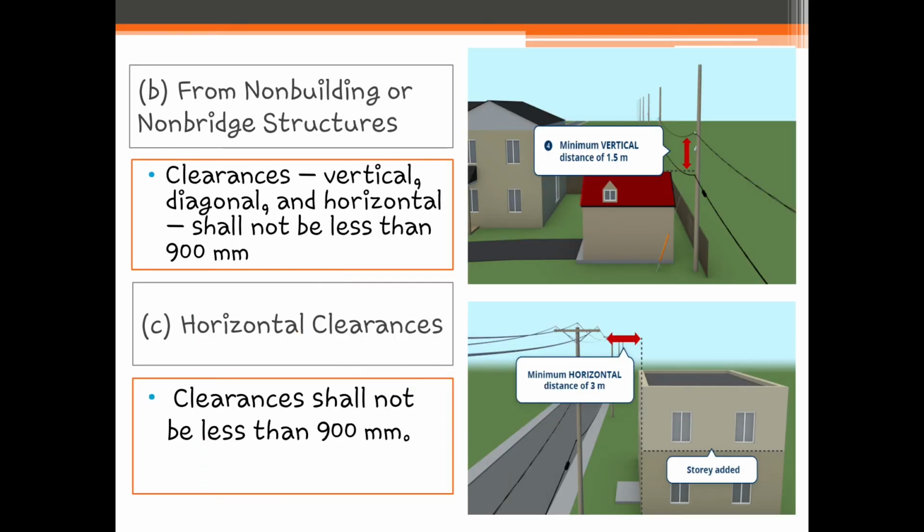Next is from non-building or non-bridge structure. From signs, radio and television antennas, tanks, and other non-building or non-bridge structure clearance, vertical, diagonal, and horizontal shall not be less than 900 mm. For horizontal clearances shall not be less than 900 mm also.